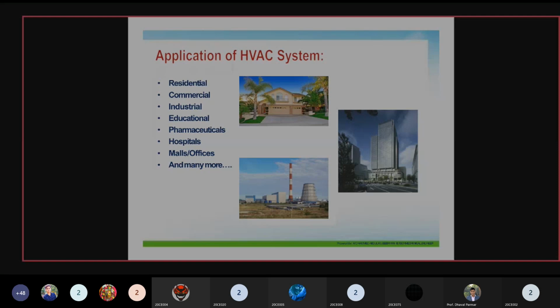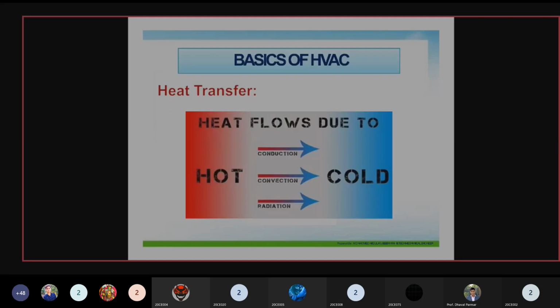Application of HVAC system: residential, commercial, industrial, educational, pharmaceuticals, hospitals, malls, offices, and many more. Heat transfer: heat flows from hot to cold in three ways: conduction, convection, and radiation.